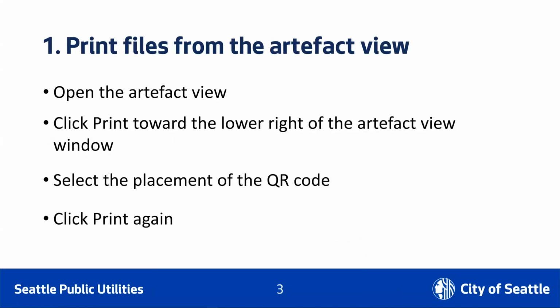To print files from the artifact view, there are only a few simple steps. First, open the artifact to its artifact view. Click Print towards the lower right of that view window. Select the placement of the QR code, and then click Print again.